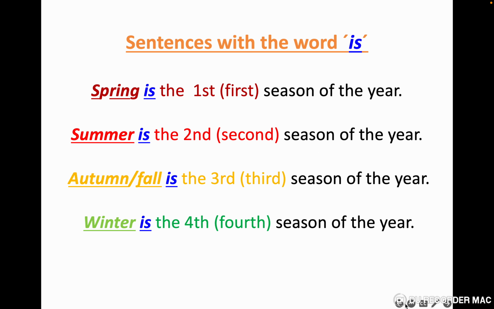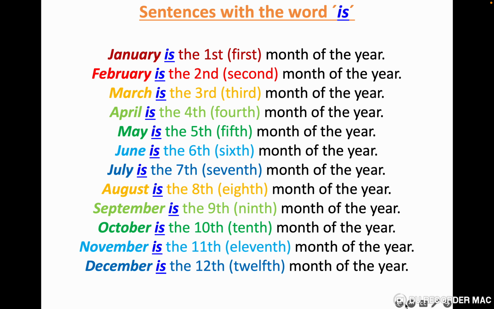Now we have the seasons. Spring is the first season of the year. Summer is the second season of the year. Autumn or fall, as I said before in the previous lessons, in British English they use autumn. In American English they use fall. So autumn or fall is the third season of the year. And the last season is winter. Winter is the fourth season of the year. So to practice the seasons of the year. Let's continue. Let's go to the next slide.